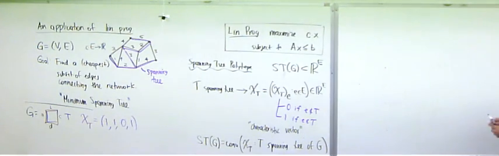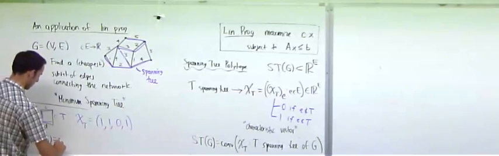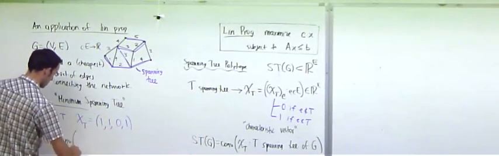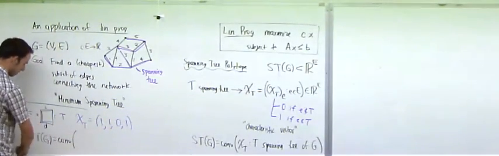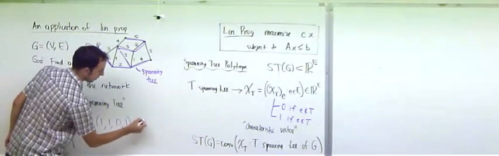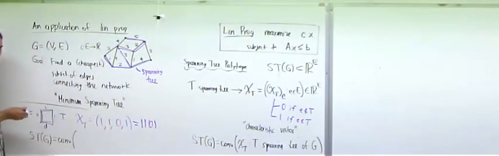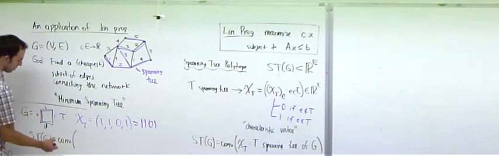So for example here, the spanning tree polytope of this graph is the convex hull of, now let me be lazy and just write this as 1101. So then what are the spanning trees?